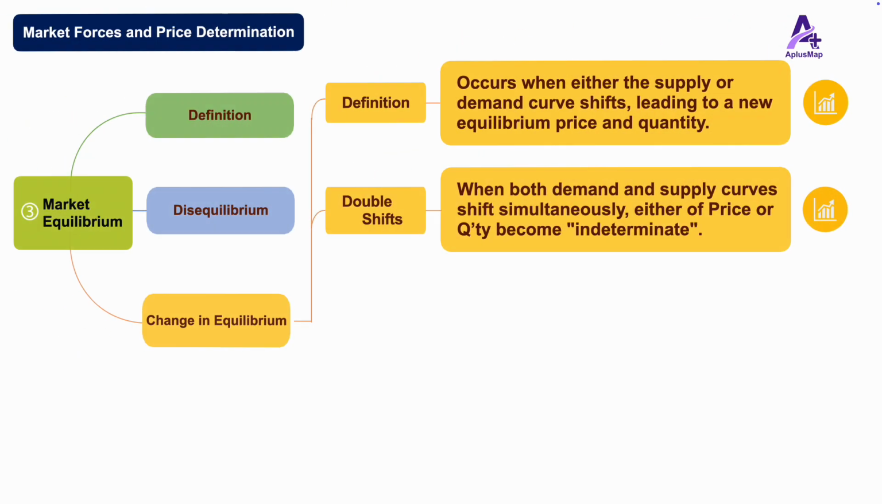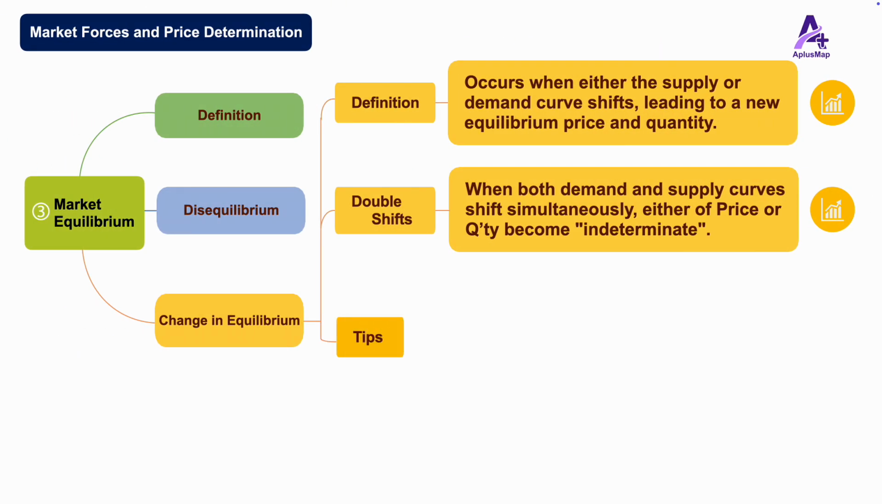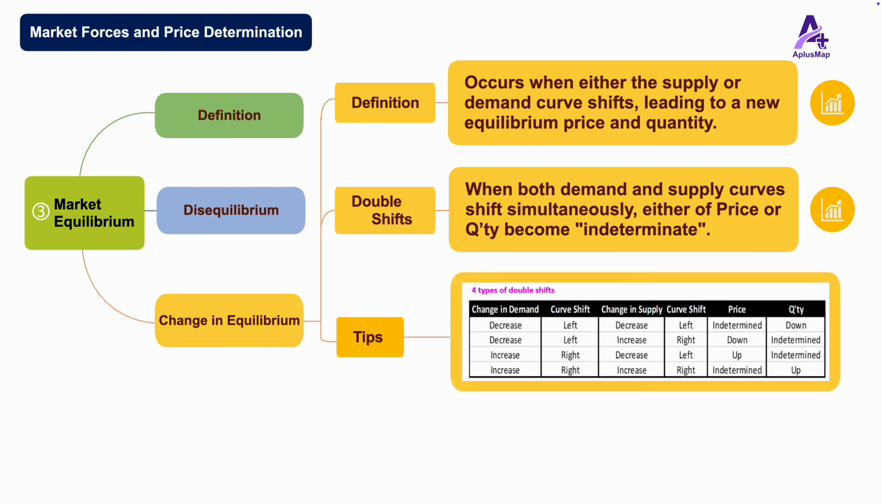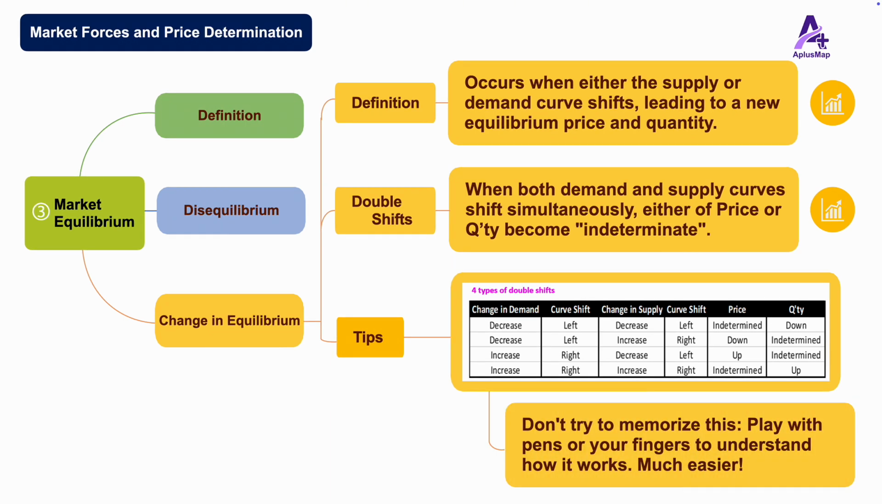Wow, okay. That really shows why just memorizing rules doesn't work. Yeah. And the tip you mentioned from the sources sounds really useful here, actually using pens or your fingers to shift lines around on paper. Absolutely. Don't try to cram tables of double shifts into your head. Physically move the lines. See what happens to the intersection point. It makes the indeterminacy click much faster. It's a great thing to actually try.